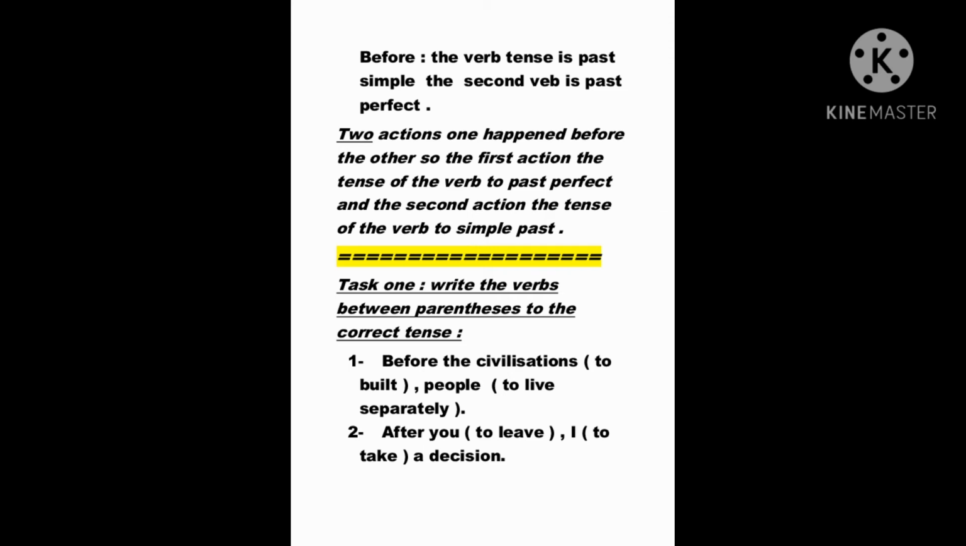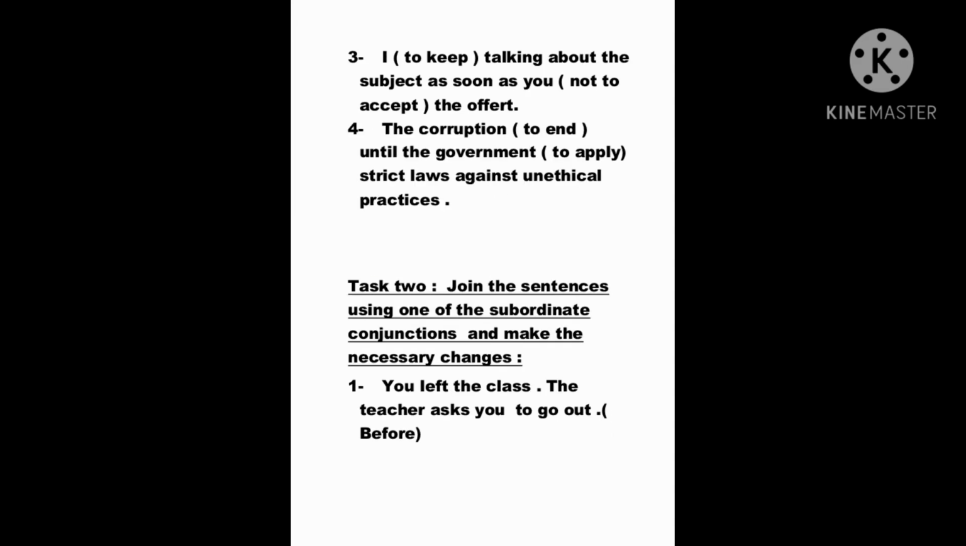Please do the tasks first, then check the keys in the same video. Task 1. Write the verbs between parentheses in the correct tense. So it's one form of the task for the baccalaureate exam. Before the civilizations to build, people to live separately. Which is the first, which is the second? After you to leave, I to take a decision. Which action is first, which action is second, when do we use past perfect, when do we use past simple?